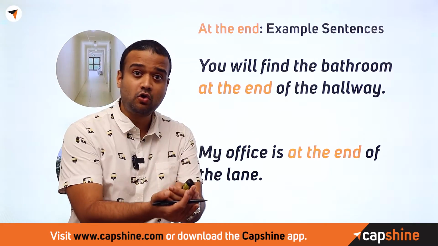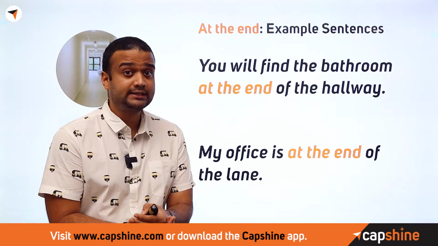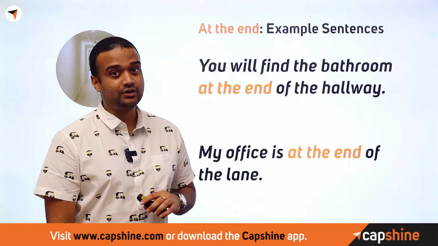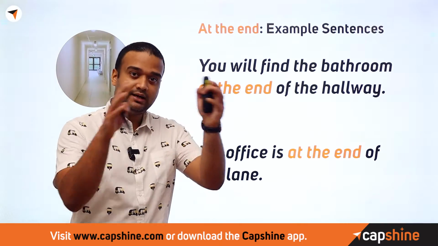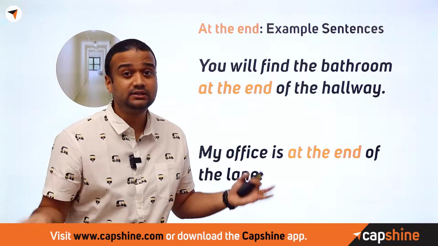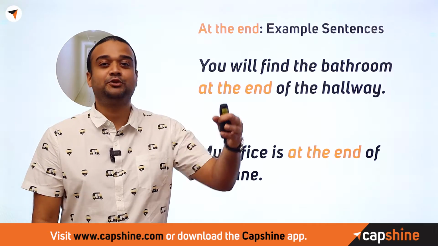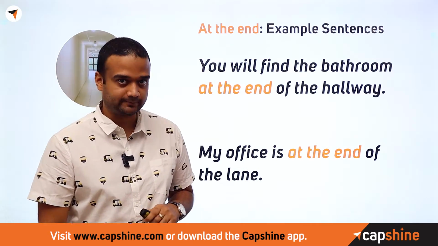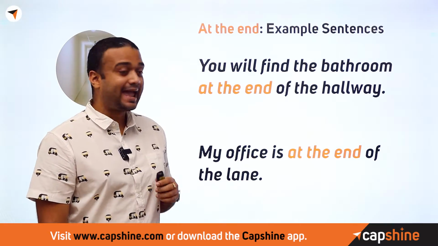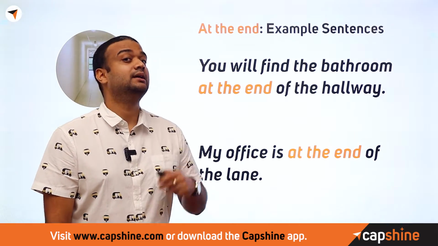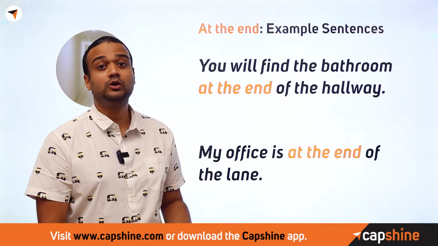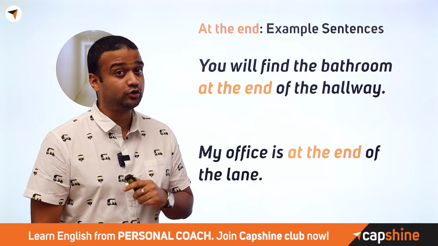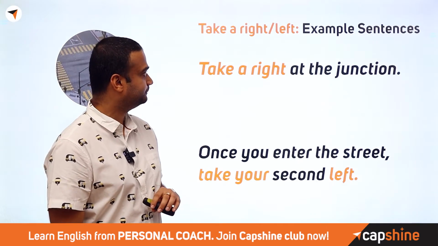Alright, the next phrase or vocabulary you can use is at the end. So it could be at the end of the road, at the end of the lane, at the end of the street. Let's look at some examples. You will find the bathroom at the end of the hallway, right? So within, let's say, a hotel or a hostel, if the bathroom is at the end of the hallway, you can give them that direction, at the end of something. My office is at the end of the lane, right? At the end of the lane, at the end of the hallway, at the end of the corridor, at the end of the road. All these are correct uses of at the end of.